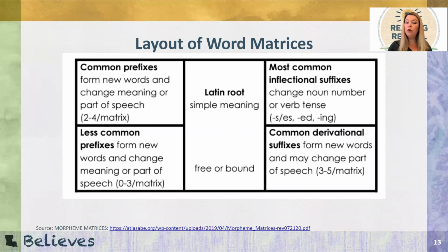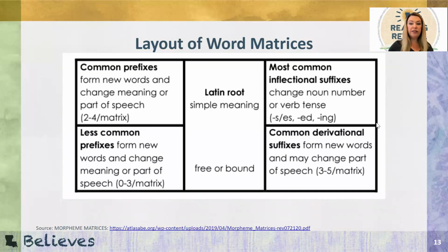The upper right-hand corner is the most common inflectional suffixes. These change the noun number or the verb tense. So for instance, if I add an S to a word, it's multiple, or ES. If I add ED to a word, it's going to change the tense. It's past tense. ING means present tense. Students are more familiar with these suffixes, and that's why it's easier to model those first. The bottom right hand are common derivational suffixes, and these form new words and may change the part of speech as well. And you're going to have about 3 to 5 of those per matrix.